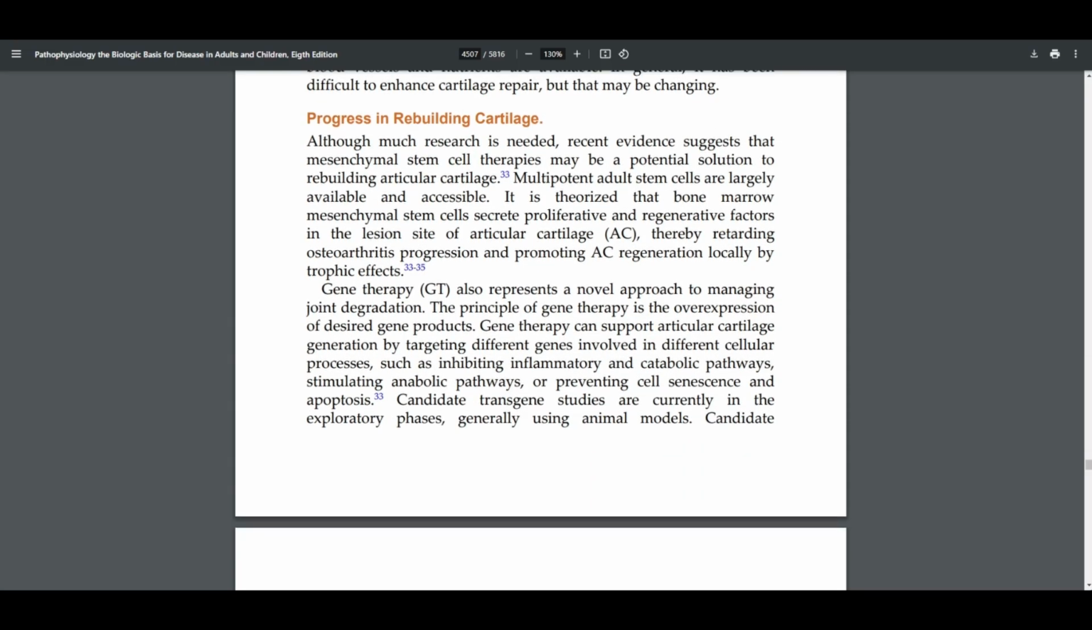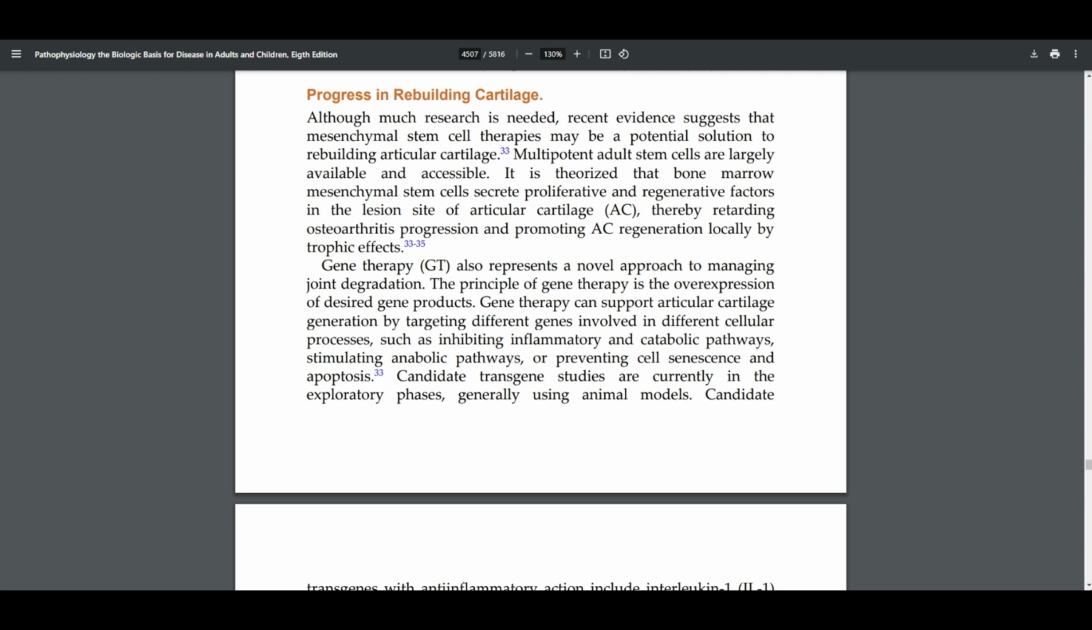Progress in rebuilding cartilage. Although much research is needed, recent evidence suggests that mesenchymal stem cell therapies may be a potential solution to rebuilding articular cartilage. Multipotent adult stem cells are largely available and accessible. It is theorized that bone marrow mesenchymal stem cells secrete proliferative and regenerative factors in the lesion sites of articular cartilage, thereby retarding osteoarthritis progression and promoting articular cartilage regeneration locally by trophic effects.